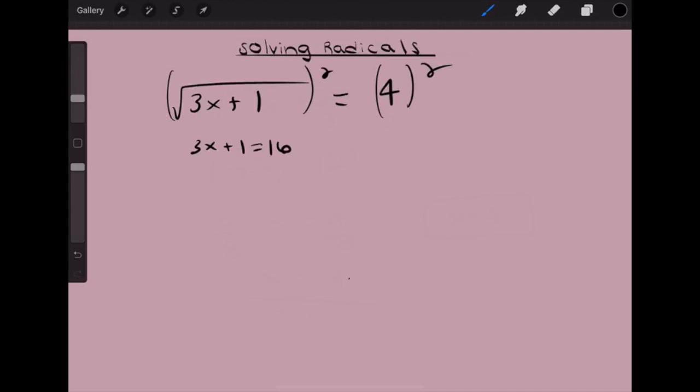Now we just subtract this 1 over. We have 3x is equal to 15. Divide by 3. And we have x is equal to 5.